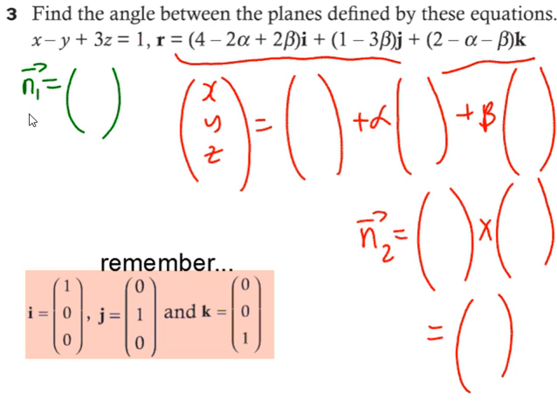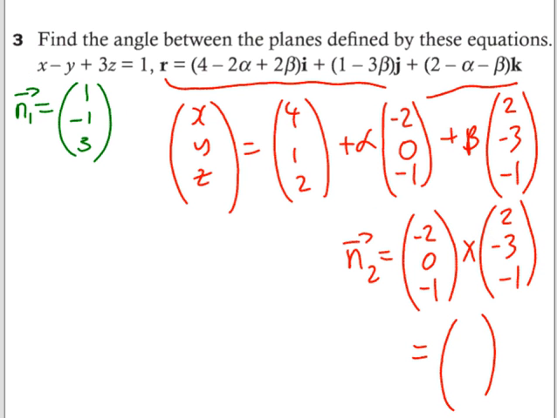I'll give you a moment to figure out from this plane what the normal vector is, and then write this plane in vector form, remembering that these are the unit vectors i, j, k. Maybe you could just pause the video and fill all that information in. Okay, here's what you should have.